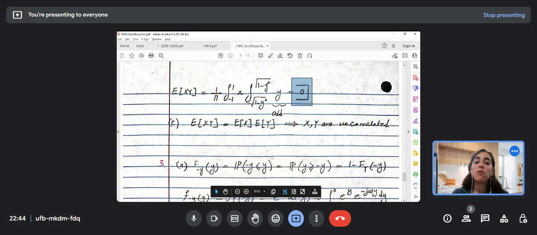For part C, we are asked whether x and y are correlated or uncorrelated. Because the expected value of xy is equal to the expected value of x times the expected value of y, x and y are uncorrelated.